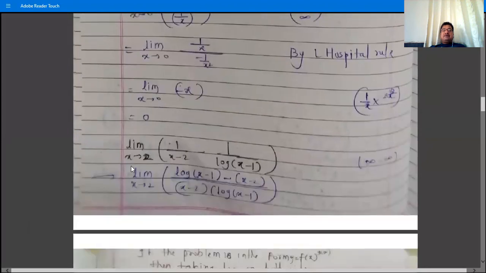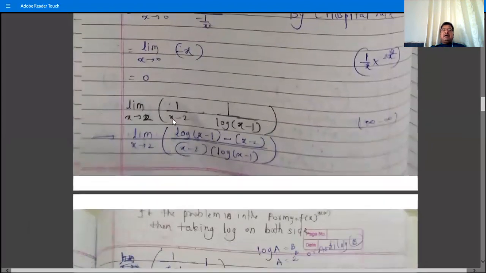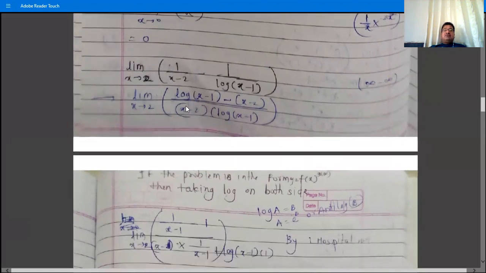Okay. Next problem, limit x tends to 2, 1 by x minus 2 minus 1 by log x minus 1. So if we substitute x as 2, we have 1 by 2 minus 2, 1 by 0, that is infinity answer. Similarly, log 2 minus 1 means log 1. Log 1 is 0 and 1 by 0 is infinity. So we have the infinity minus infinity form. And now we reduce this form to 0 by 0 or infinity by infinity.